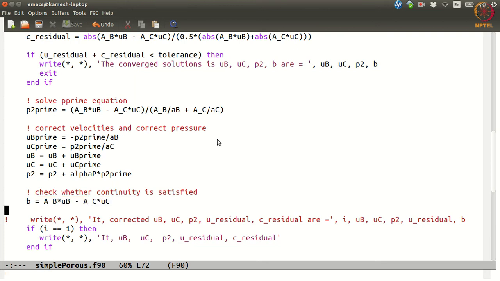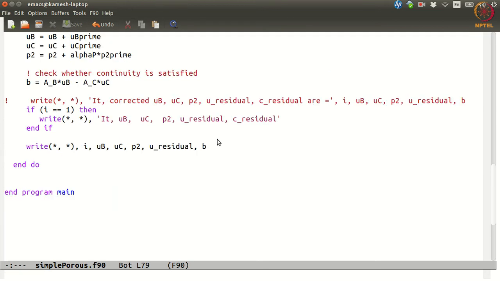Then we print off the values after every iteration. So I is our iteration count, and UB and UC are the velocities, P2 is the pressure. Essentially the problem asked us to calculate all these three values. Then we print something known as the U residual, that is the residual coming from the momentum equation, and B is the amount by which the flow field satisfies the continuity equation or not. So that's what we are printing after every iteration.